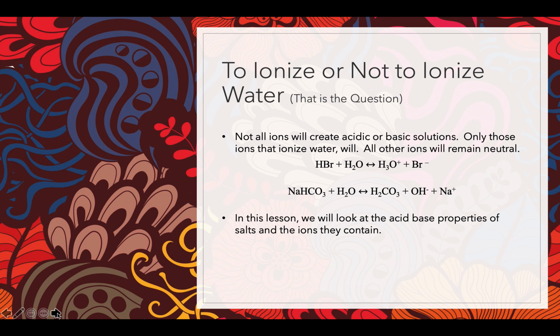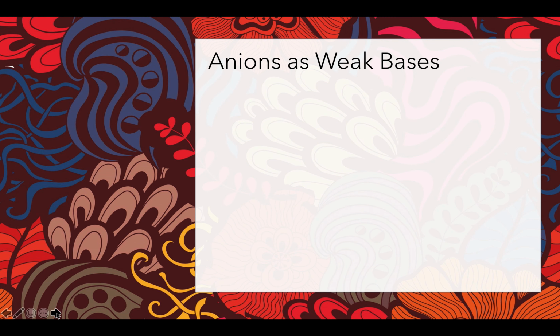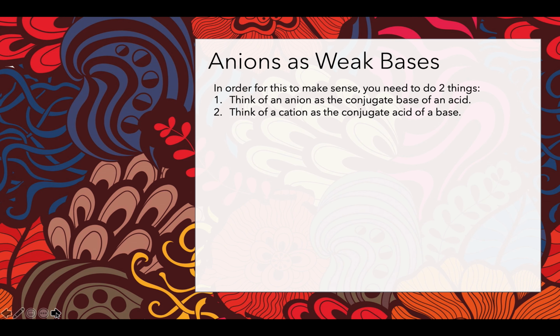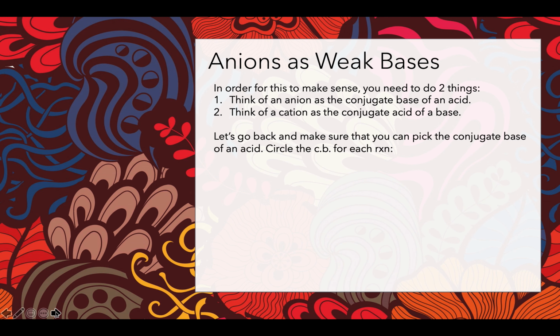So we're going to be looking at the acid-base properties of salts and the ions they contain. We're going to start off looking at anions as weak bases. To make sense of this, you're going to need to do two things during this lesson. First, you need to think of that anion as the conjugate base of an acid. That's the first part of our lesson. The second part, we're going to look at the cation and think of it as the conjugate acid of a base. Once you get the anions as weak bases, doing the cations will not be very difficult at all. It follows very similar patterns and rules.